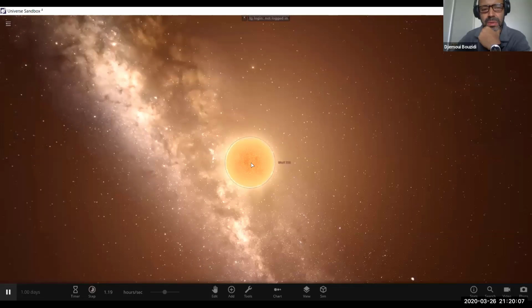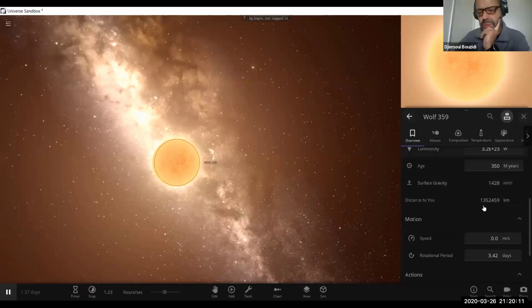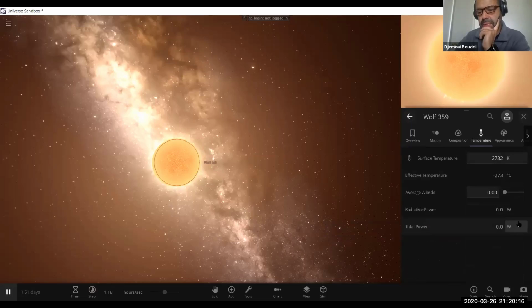Okay, move this out of the way. So if you guys see in the bottom in here, it tells you its temperature. Its temperature is about 2,732 Kelvin. It's a lot cooler than the sun. The sun is about 5,500 Kelvin. So it appears not as white as the sun. Actually, it appears orangey, okay? So this is actually a brown dwarf. This is a very, very cool star, relatively speaking.